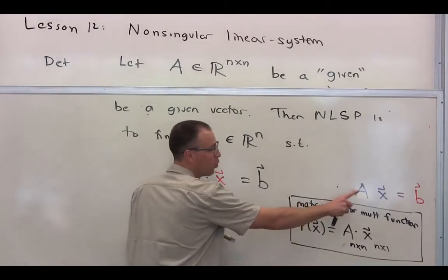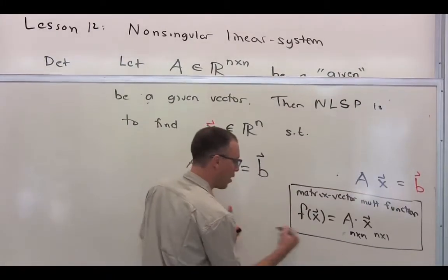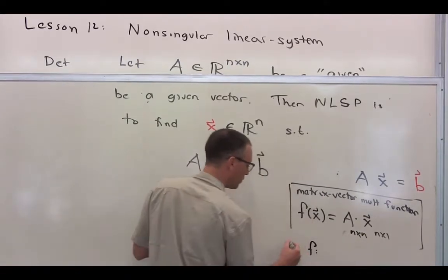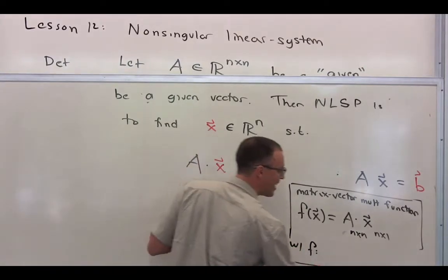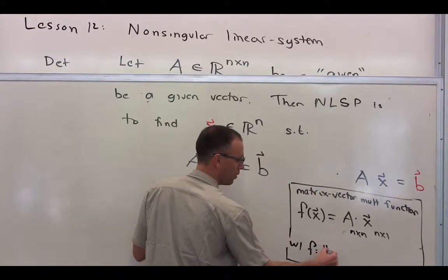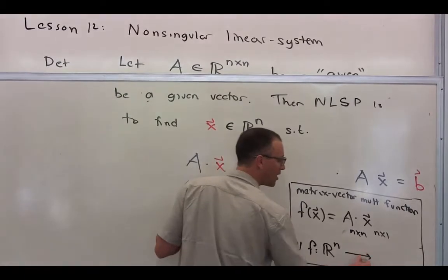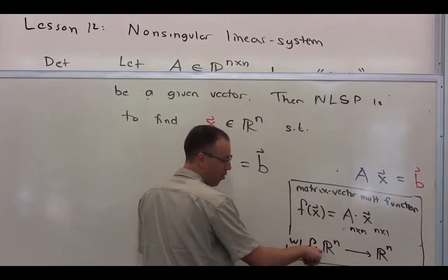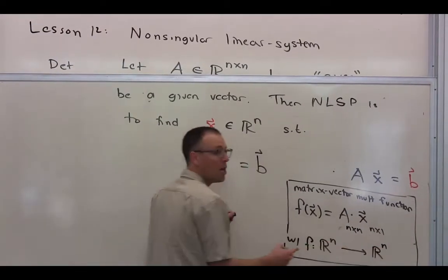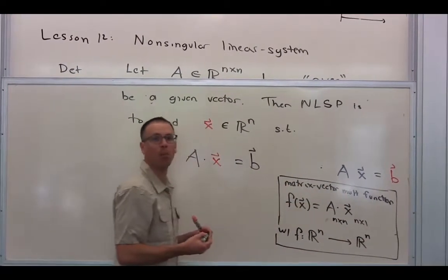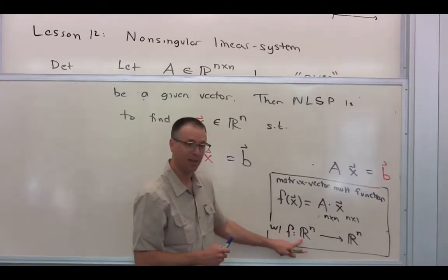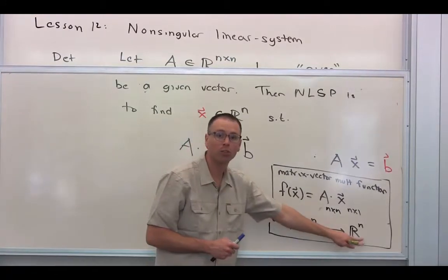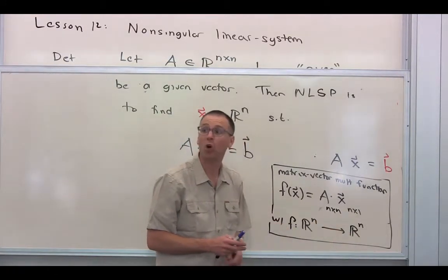Okay, so let me ask you this. When we're doing the forward problem, where does this function come from? Where does it go to? What's the size of the input there? Rn. What's the size of the output? Rn. And remember, we're mapping from the input to the output. In the matrix vector multiplication problem, what do I give you? I give you the input, and then I map forward to the output. That's called the forward problem.